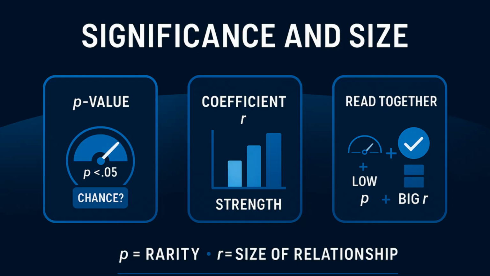Statistical significance indicates whether the relationship is unlikely to be due to chance, while the size of the coefficient tells you how meaningful the relationship actually is.